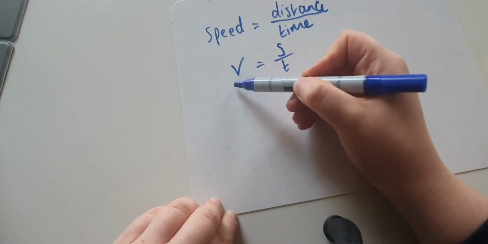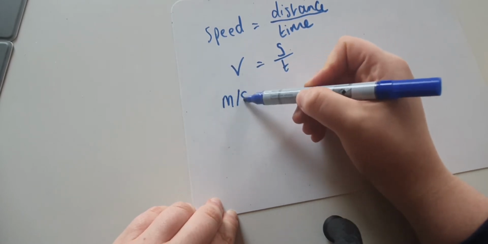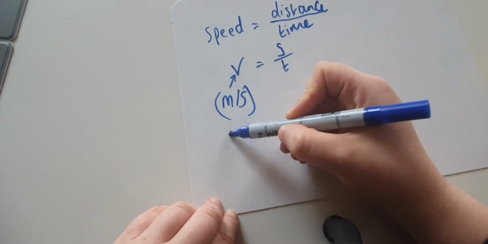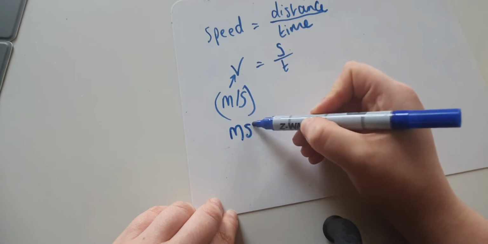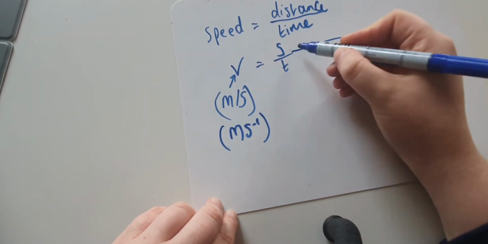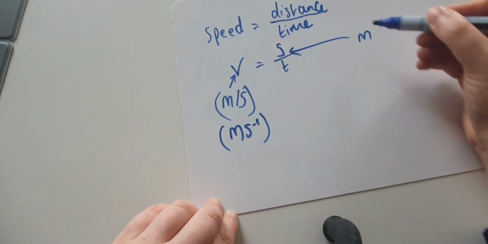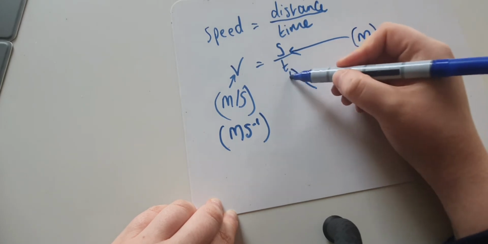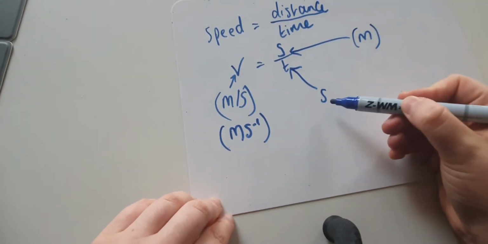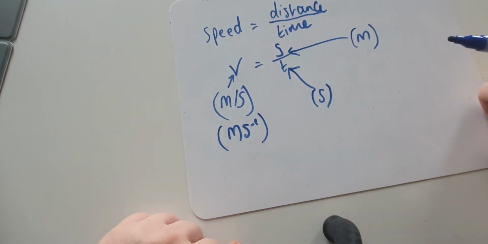Now your velocity will be measured in meters per second, also written like this. Your displacement will be measured in meters, and your time will be measured in seconds. That's lowercase s. Okay, so nice and easy, really.